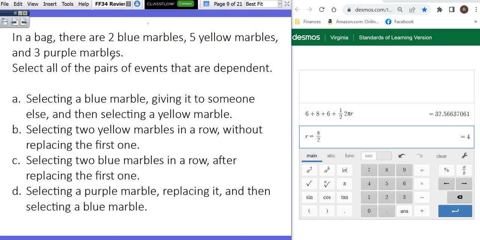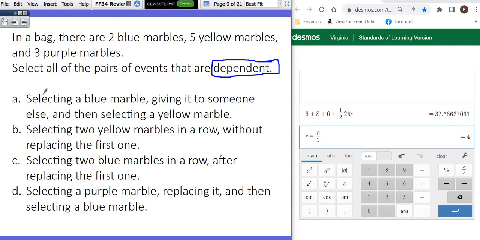Okay, so let's go ahead and read this example. It says, in a bag there are 2 blue marbles, 5 yellow marbles, and 3 purple marbles. Select all of the pairs of events that are dependent. So dependent means that something is happening that makes things change, okay?